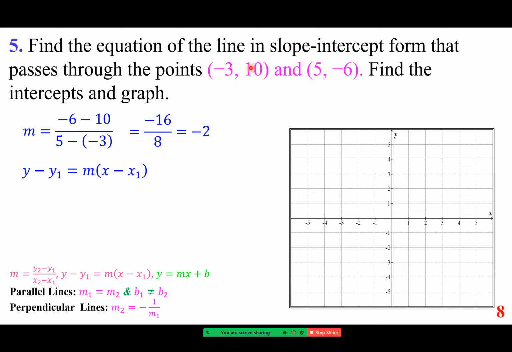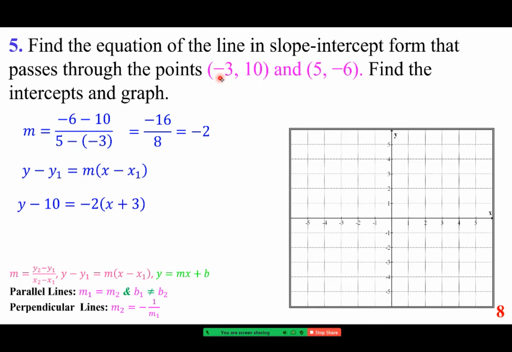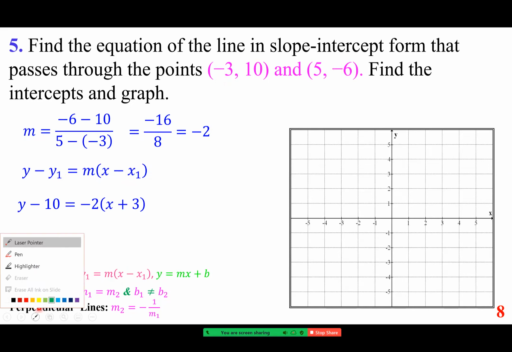So if I were to use this one, y minus 10 equals m, negative 2, x minus negative 3, which means positive 3. So I want you to hold on to that, and I want to show you what happens if I were to use this point, just so you see.